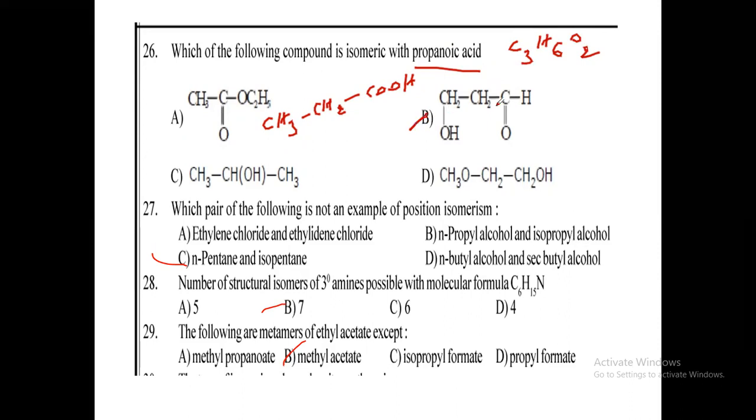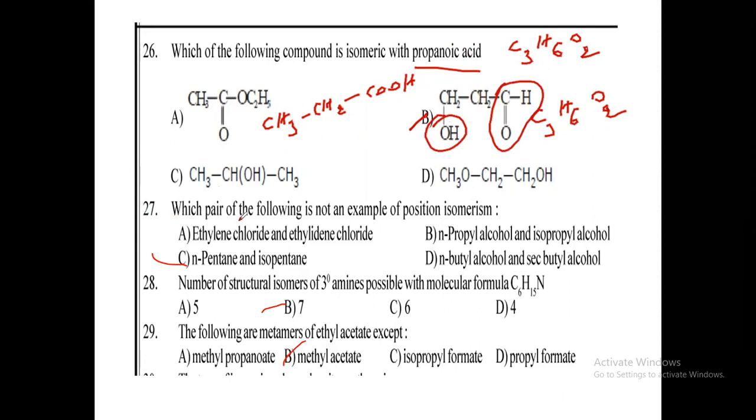Now if you check this one, here also how many hydrogens, how many carbons, check it, C3, H6, O2. So it is having what? Aldehyde group and alcohol group, right? It is isomeric with propanoic acid.